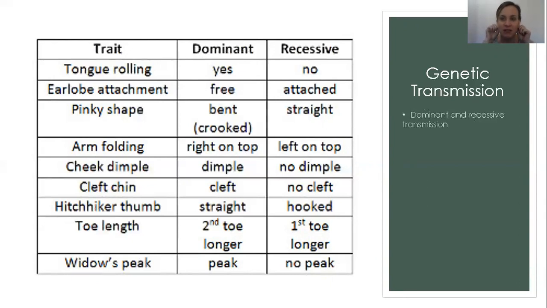Then you have your earlobes, like if they're attached all the way at the bottom, or if they're free. Mine are free. Your pinky shape, how you fold your arms. I never knew this one until I started teaching this class. I am definitely a right over left. Cheek dimples, the cleft chin, that's kind of like the butt chin. The hitchhiker thumb, the toe length, the widow's peak. I have a very significant widow's peak, and that is from my mother's side for sure. So some of these are dominant and some of these are recessive.